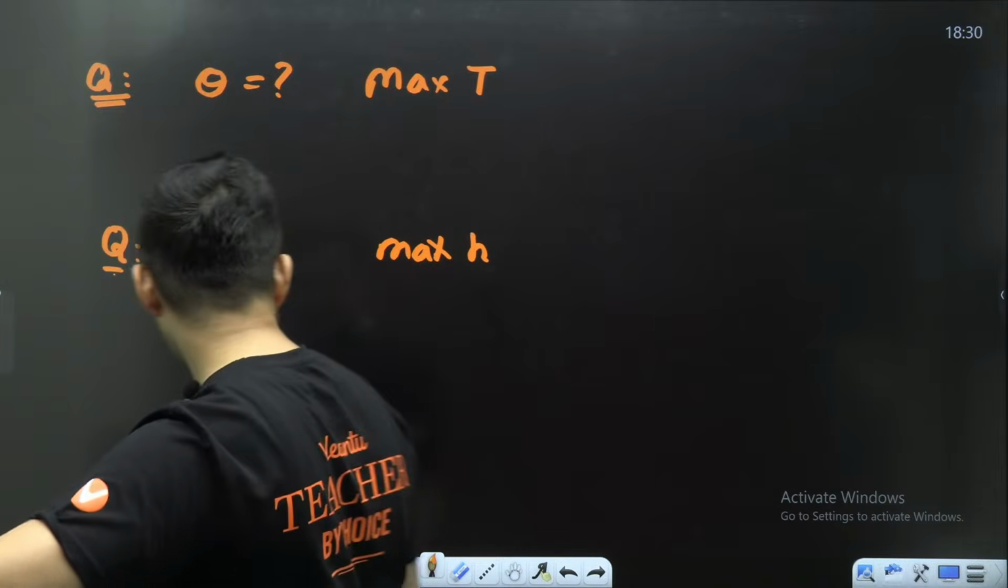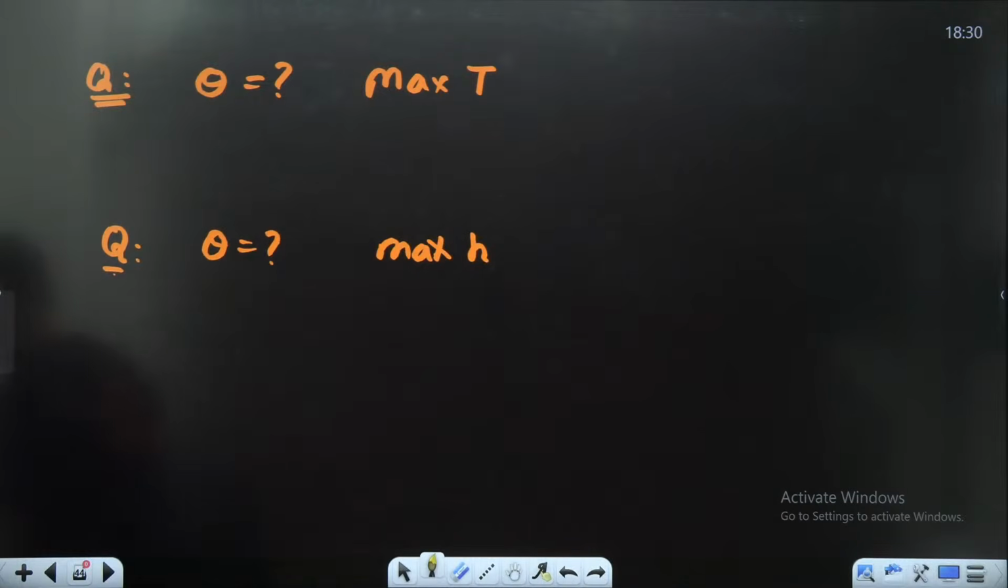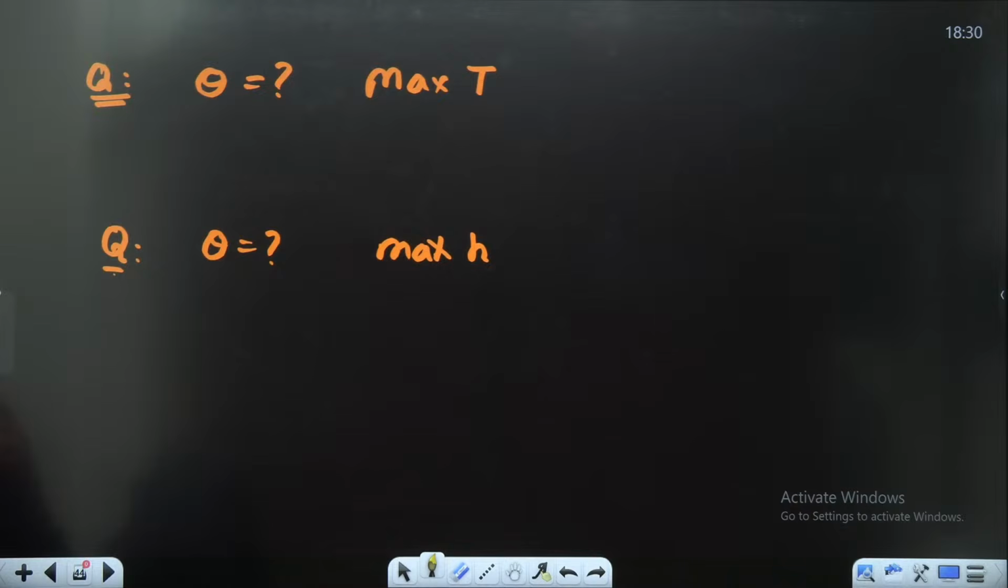Many of you are saying 45. Are you sure about it? Think again. Are you sure about it? Come on. Think carefully. Alpha is saying 90. Pakka. Why is alpha saying 90? What must be the reason behind it?